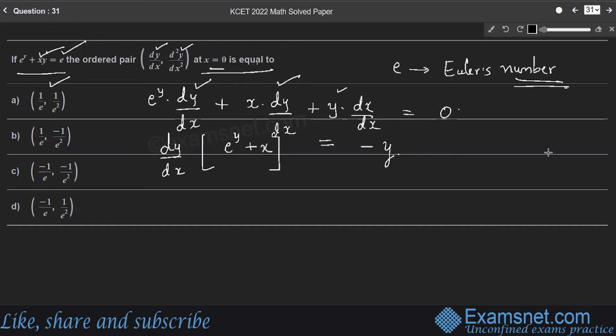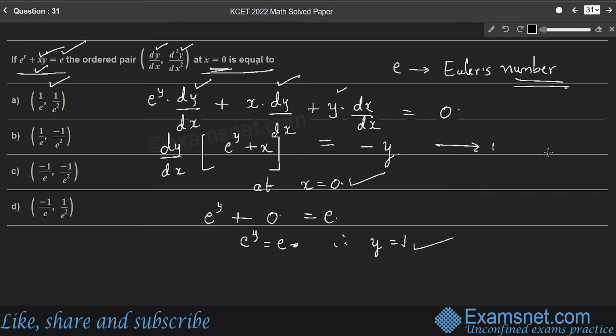So at x is equal to 0, consider the given expression. It becomes e raised to y at x is equal to 0 plus x into y, so it becomes 0 into y, so 0 is equal to e. That means e raised to y is equal to e. Powers are equal, therefore y is equal to 1. At x is equal to 0, y is equal to 1. Right? Substitute the values of x and y. We'll consider this as equation 1.